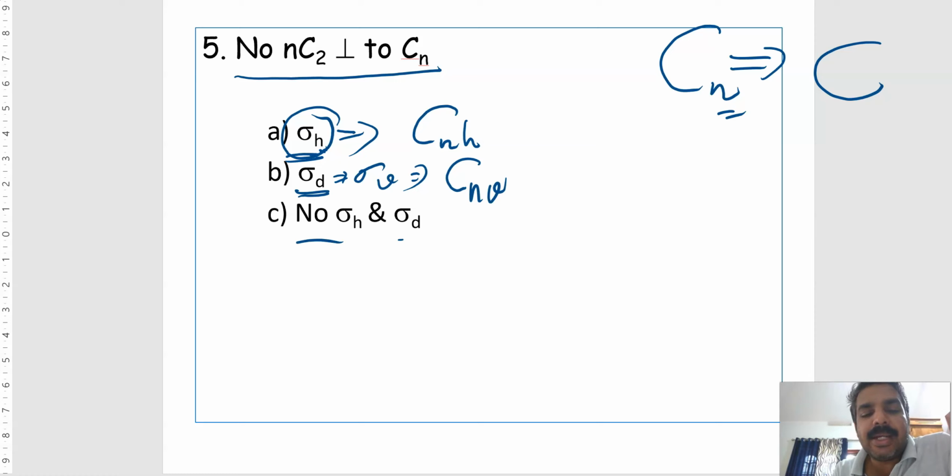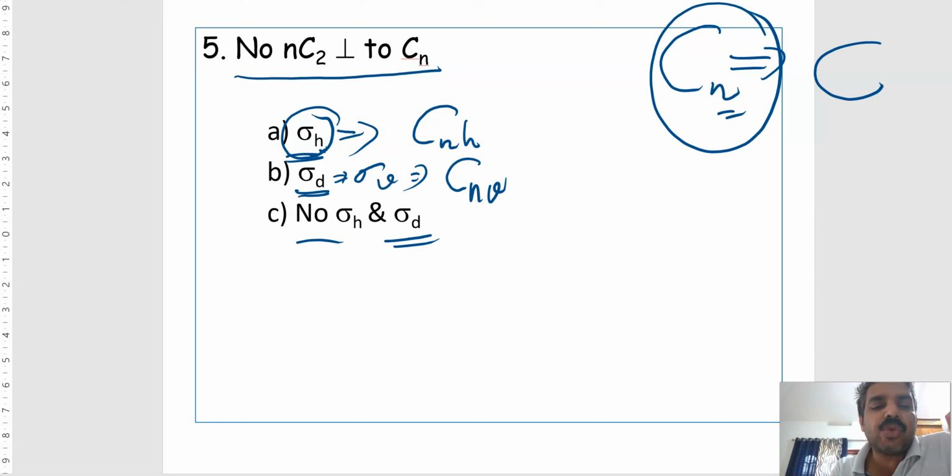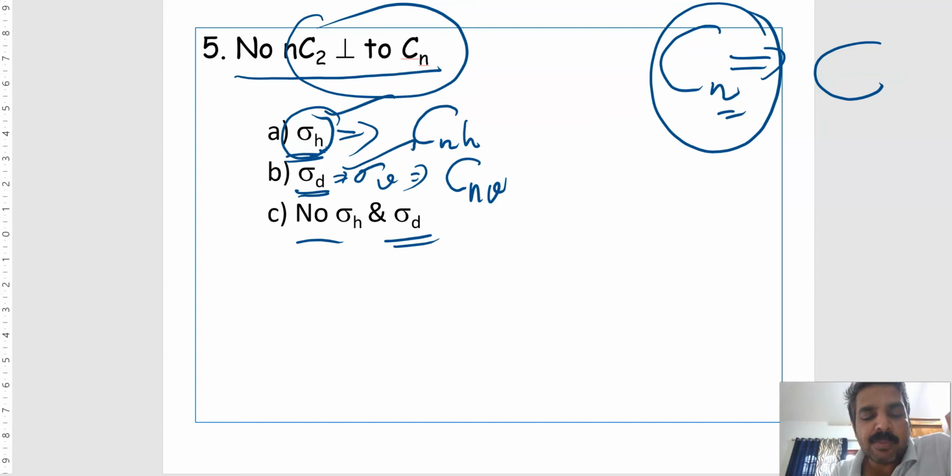Okay, no sigma h and no sigma d, but there is a Cn axis and no C2 perpendicular to Cn, with no sigma h and no sigma v or sigma d. Then the molecule belongs to the point group Cn. Okay, I think you are clear.